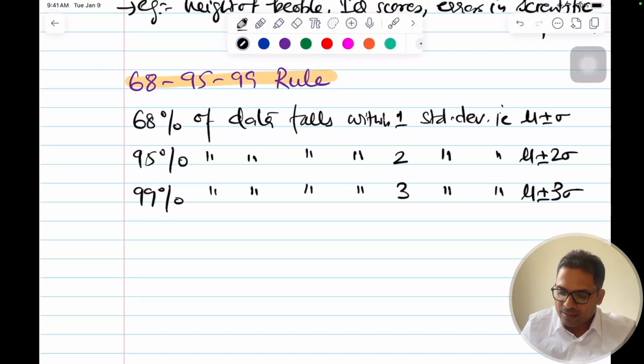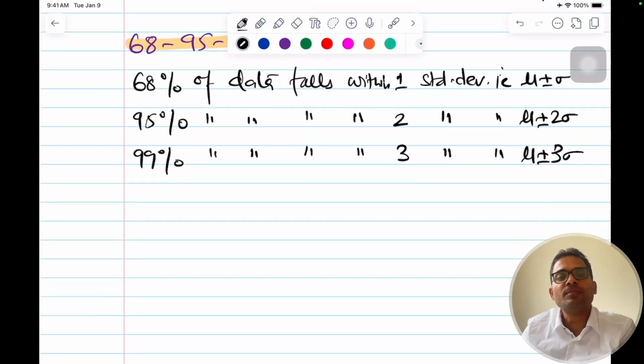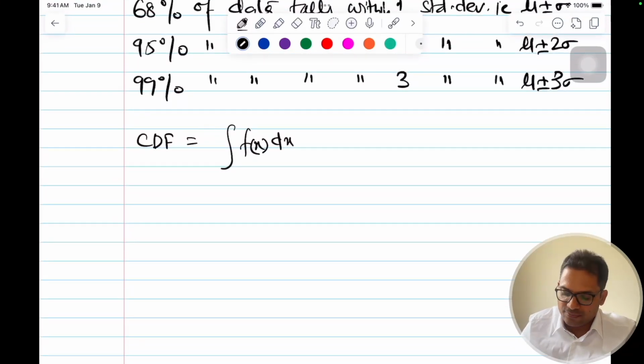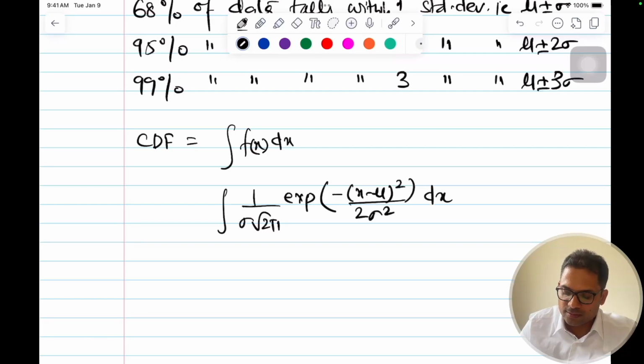All these numbers we get from the PDF and CDF. What is the CDF? If we have the PDF, how do we find the CDF? Cumulative distribution function. CDF is nothing but the integral of the PDF, f(x) dx. So what is the Gaussian distribution PDF? The PDF is given by 1 by sigma root 2 pi exponential, minus of (x minus mu) whole square by 2 sigma square, dx.